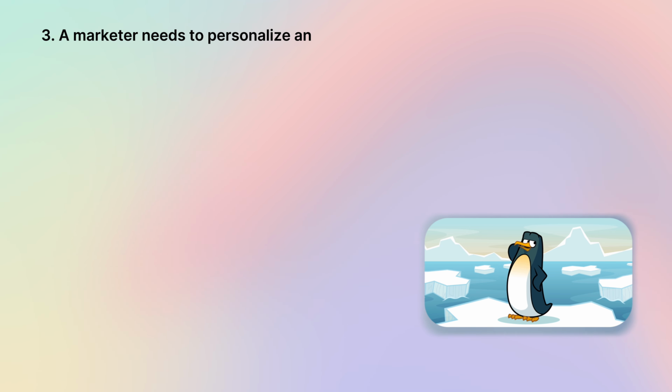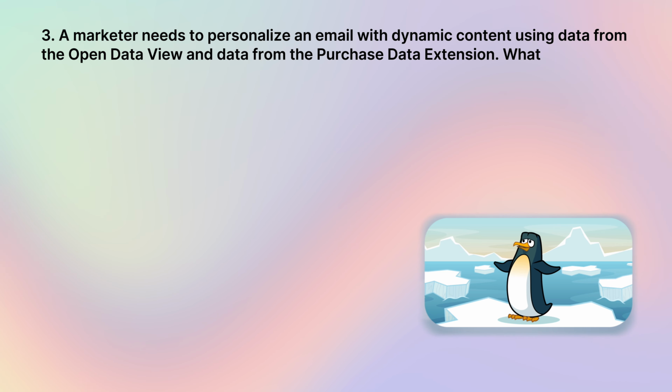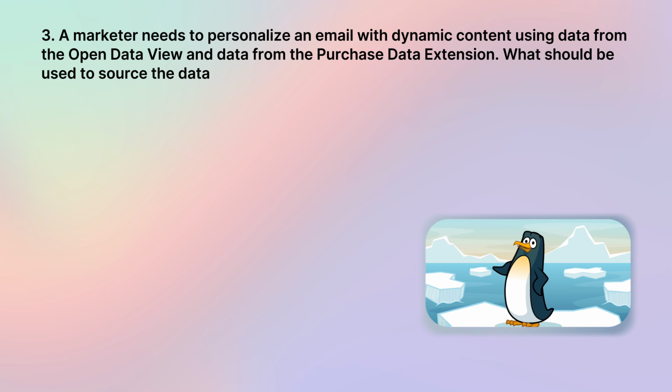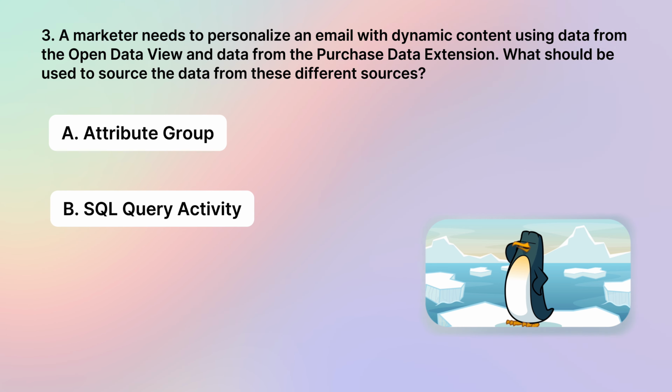Question 3. A marketer needs to personalize an email with dynamic content using data from the Open Data view and data from the Purchase Data extension. What should be used to source the data from these different sources? A. Attribute group. B. SQL query activity. C. Data filter.